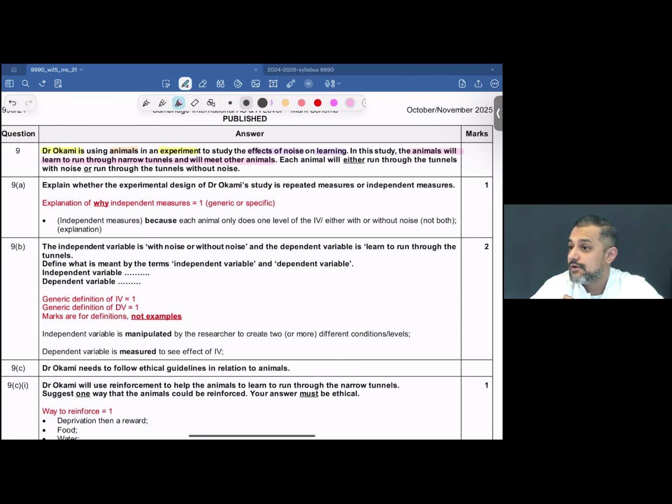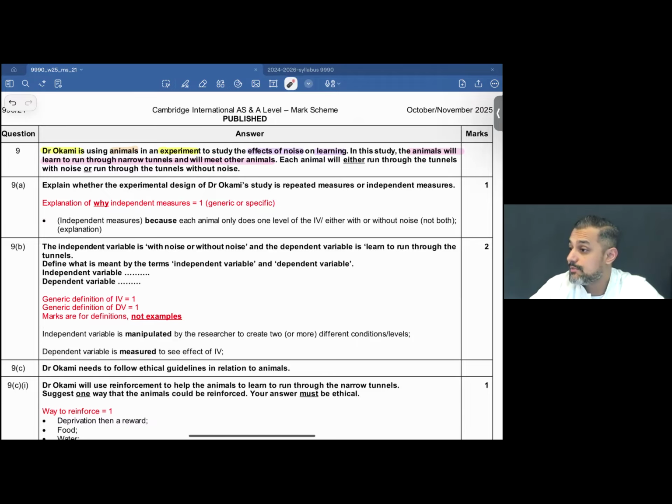And the IV, by merely reading this, you should be able to identify what the IVs and DVs are here, and what the experimental design is that is being used. It's an experiment, and the IVs over here are the animals running through the tunnel with noise, and the second IV is the animals running through a tunnel without noise. What's the DV? The DV is the effect noise has on their learning, and animals will learn to run through narrow tunnels and will meet each other. You could figure out the DV from there.